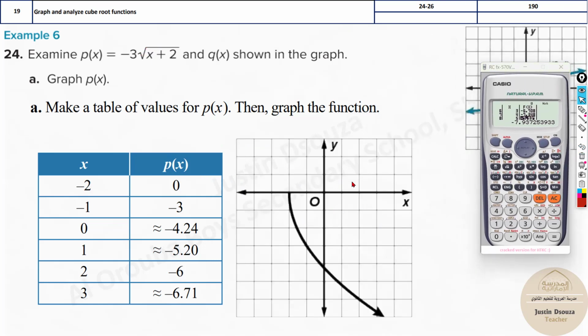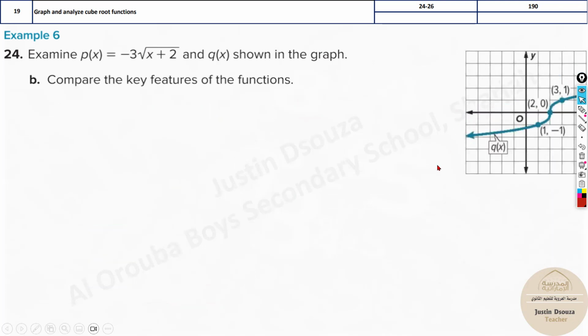Now what you do? You have to graph it. How do you graph it? Basically, you start from minus 2. If you put minus 2 here, it will be 0. And next, minus 1 is how much? Minus 3. That's the amplitude over here. And then it keeps on going. Just a rough curve. This is it. Now, that is the first part. But you need to compare as well.